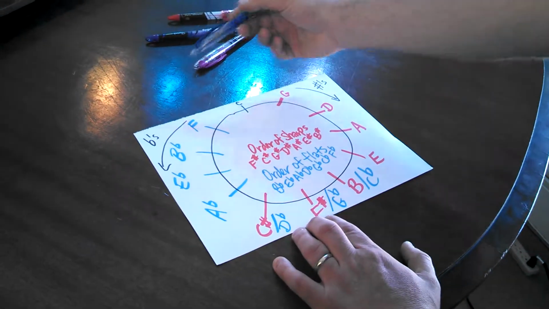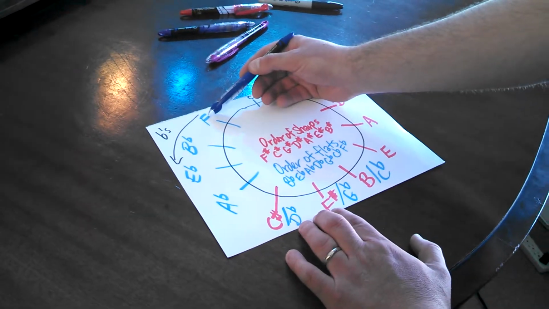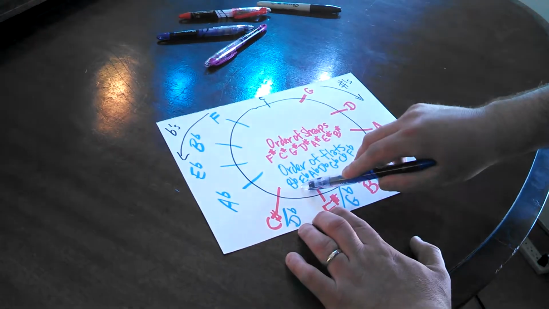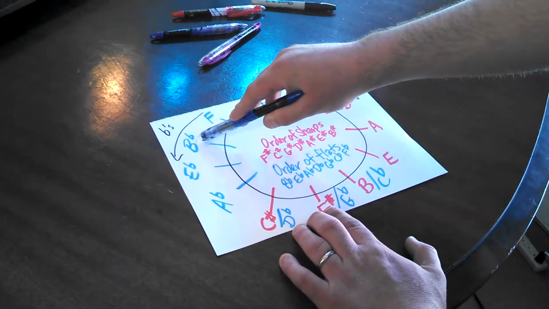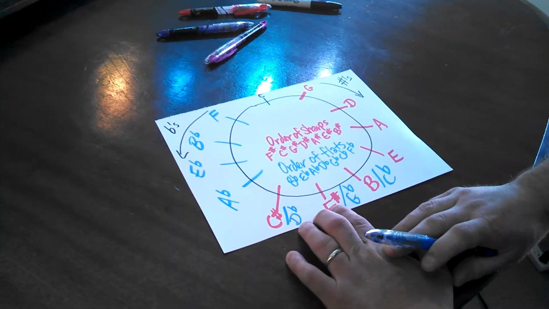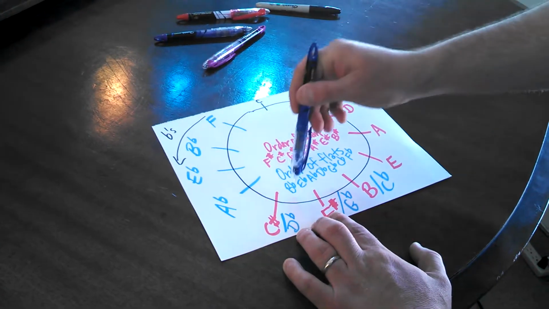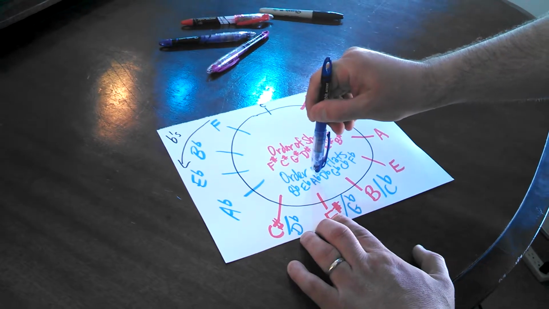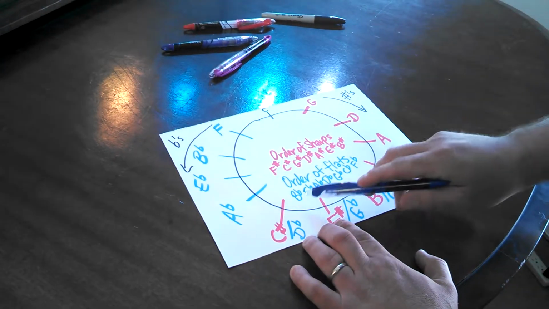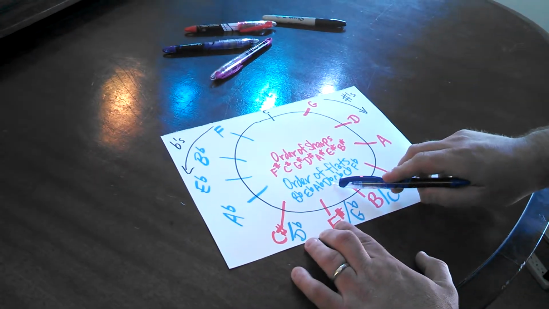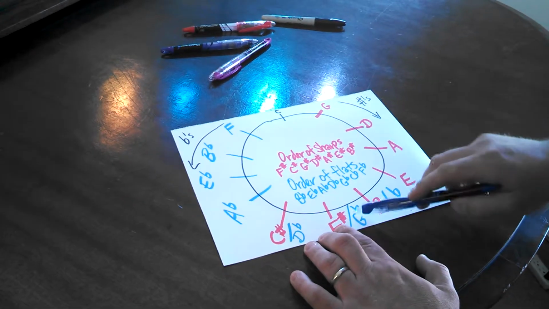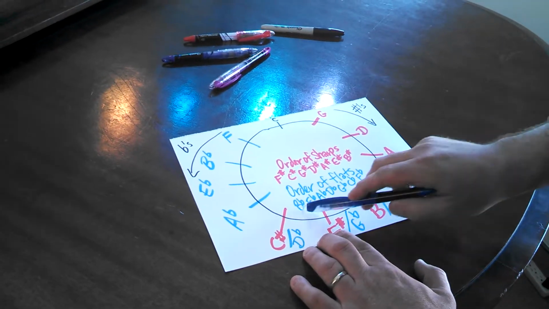We go over to the order of flats now. Same thing, just in reverse. So the key of F has 1 flat in it. It's going to be B flat. Key of B flat has 2 flats in it, B flat and E flat. Key of E flat has 3 flats, B flat, E flat, and A flat. Key of A flat has 4 flats, B flat, E flat, A flat, and D flat. 5 flats, 6 flats, and 7 flats.